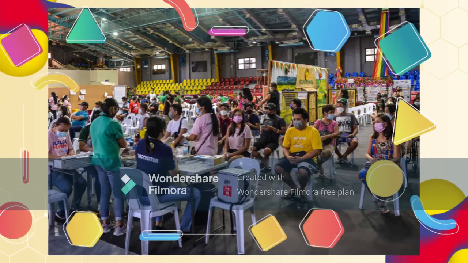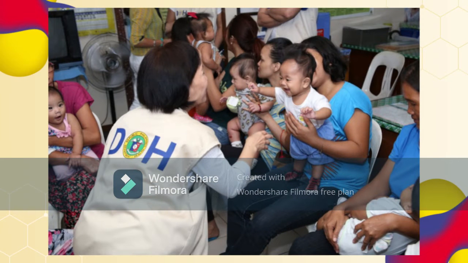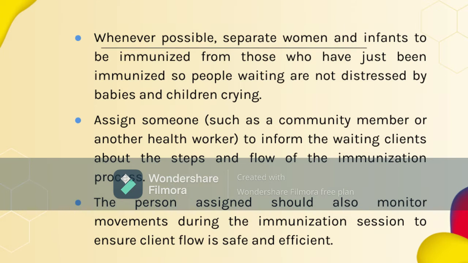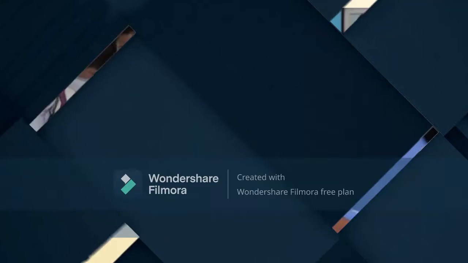If possible, separate the registration tables from the injection tables to help keep children calm. Incorporate other health services provided into the flow and position them accordingly. For example, infant weighing table, nutrition table, or antenatal care. Whenever possible, separate women and infants to be immunized from those who have just been immunized, so people waiting are not distressed by babies crying and children crying.